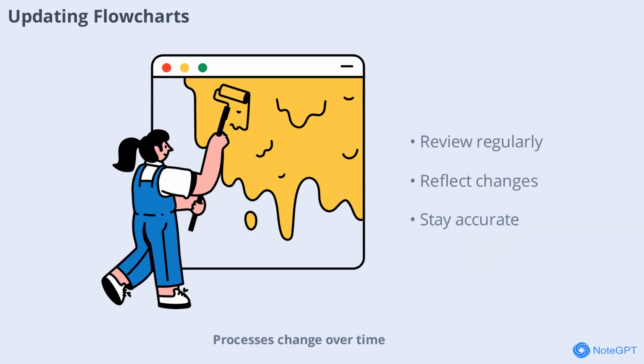Processes change over time, so it's important to update your flowcharts regularly. Review them whenever procedures change or new information becomes available. Keeping your flowcharts current ensures they remain useful and accurate.